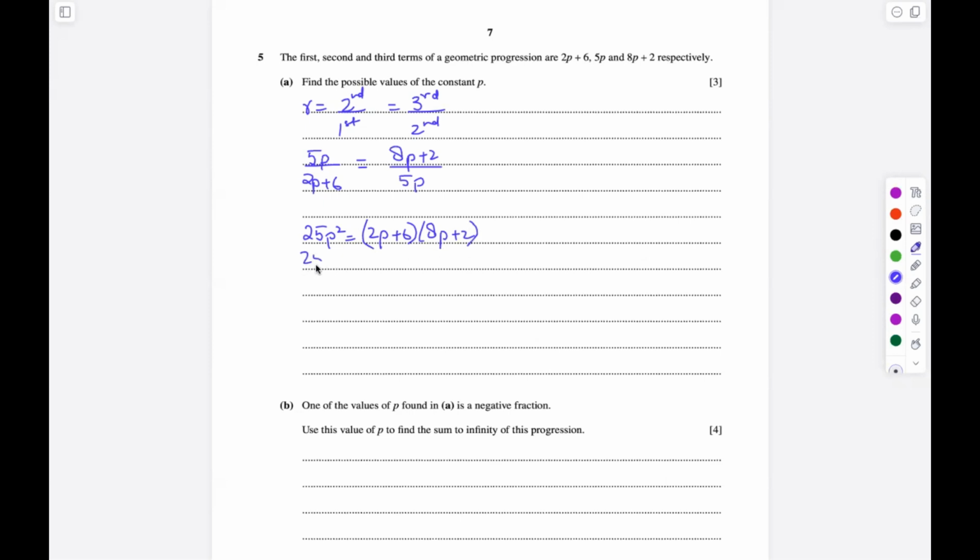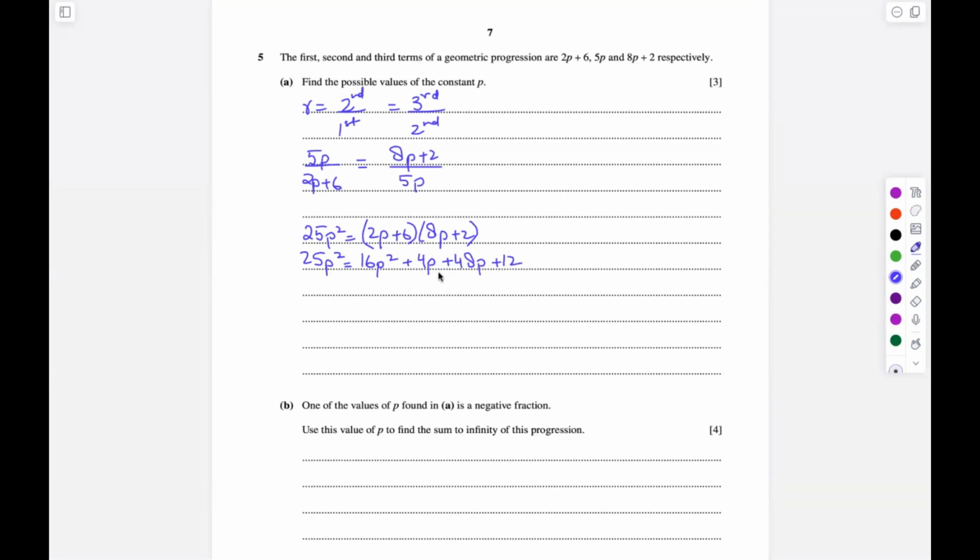Expanding the bracket on the right hand side, so this will be 25p squared is equals to 8 times 2 is 16, so that will be 16p squared. 2p times 2, that will become 4p. 6 times 8 is 48, so that will be 48p plus 6 times 2, which is 12.